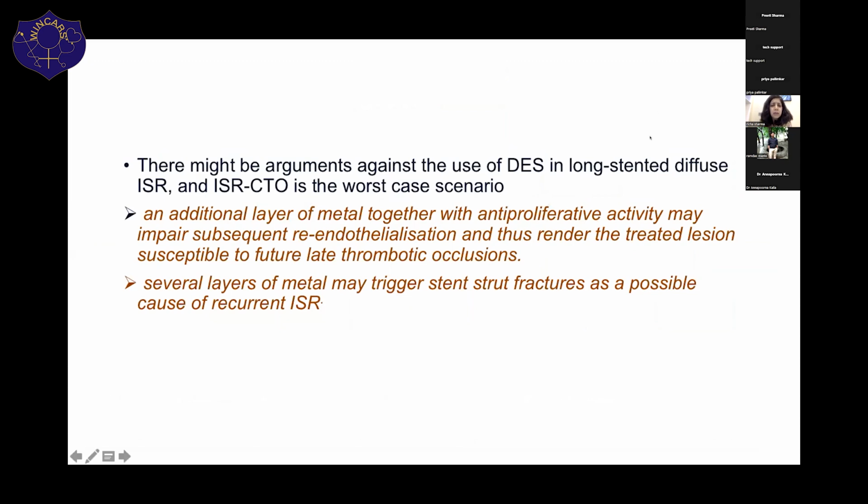So there might be arguments against the use of DES in long-stented diffuse ISR, and ISR C2 is the worst case scenario. My take on this, and the studies have also shown, is that an additional layer of metal together with anti-proliferative activity may impair subsequent reendothelialization and thus render the treated lesions susceptible to future target lesion revascularization or target vessel failure. And several layers of metal may trigger stent strut fractures as a possible cause of recurrent ISR.